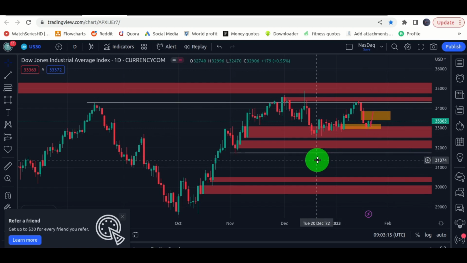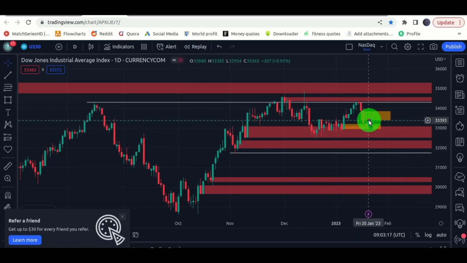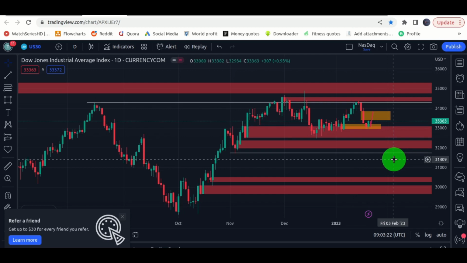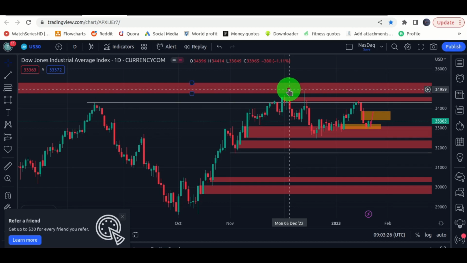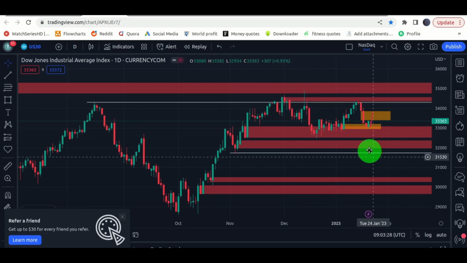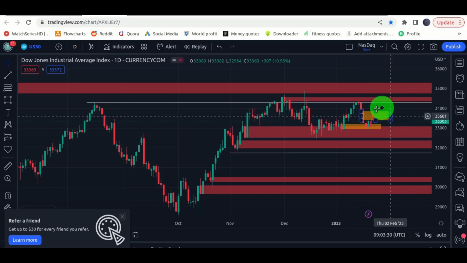So yeah guys, since we are day trading, we are not really concerned with the long term. We just really want trades that we can get in and out of very quickly. So those are the areas for you on USDT, guys.